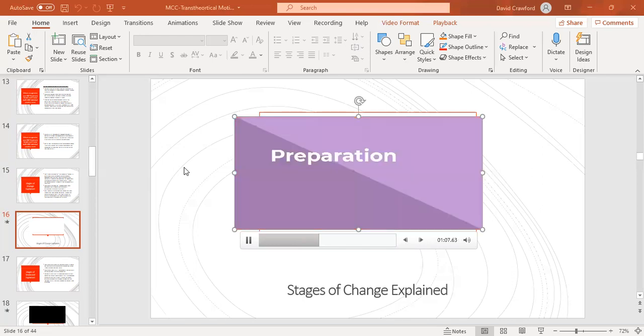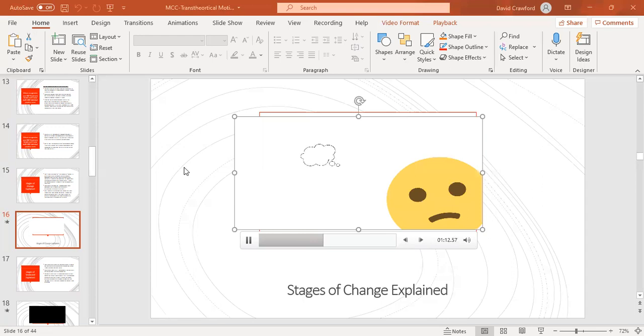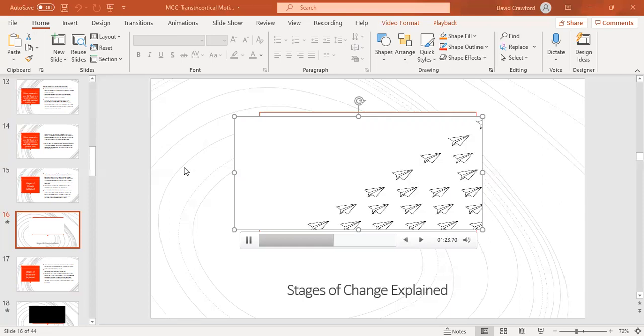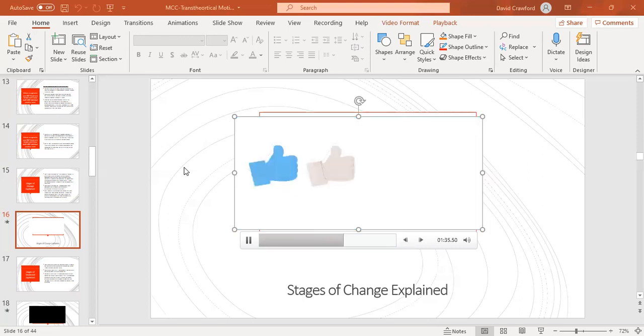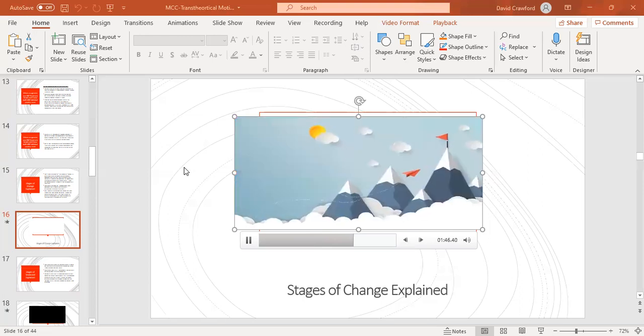Preparation. This is when the not so good things about using are starting to outweigh the things they enjoy about it, and they begin preparing to make a change to their use. Action. They've started to make changes to their alcohol or drug use. It will depend on the person's goal, but this might include things like using less or stopping. Maintenance. They're maintaining this change. They've been in the action stage for long enough that change has become easy. They've got this. They're no longer dealing with constant cravings and triggers and have maintained their goal for a significant period.